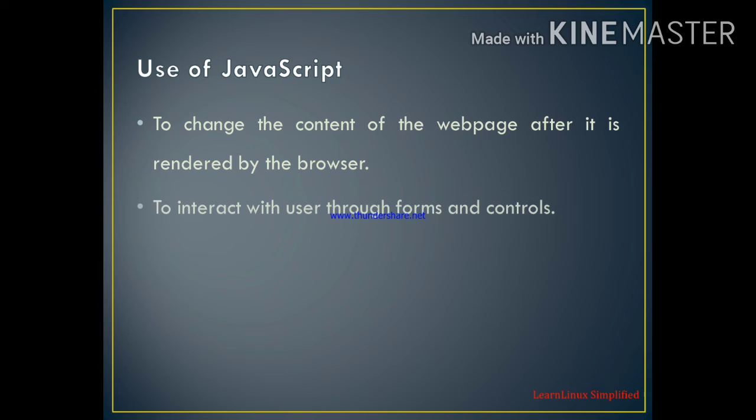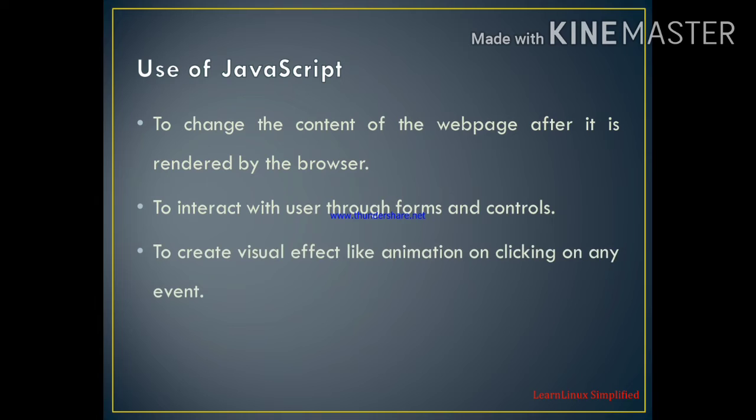Okay, to interact with the user through forms and controls. JavaScript is used to interact with the user through forms and controls. Now, to create visual effects like animation on clicking on any event, and finally to control the web browser window itself. Okay, these are the uses of JavaScript. So here we will concentrate more on the forms and controls.